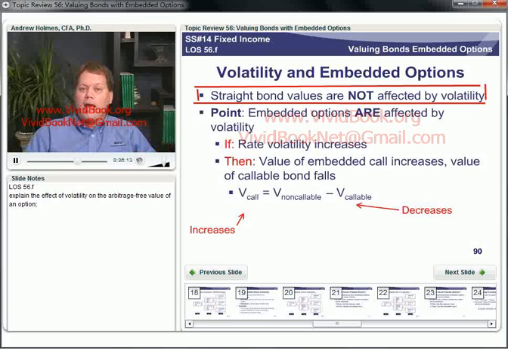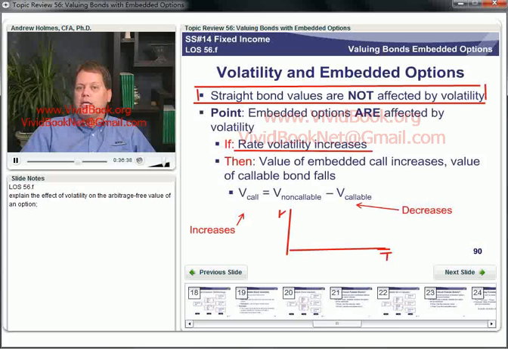So what do we have here? If we're taking a non-callable bond and a callable bond, the difference is the value of the call. What happens if rate volatility increases? Make sure to distinguish between a change in interest rates and a change in interest rate volatility. If we're looking over time, there's a T and here is an R, and you see interest rates jump up. Of course, interest rates increasing are going to impact the value of straight bonds, but what we're talking about here is interest rate volatility.